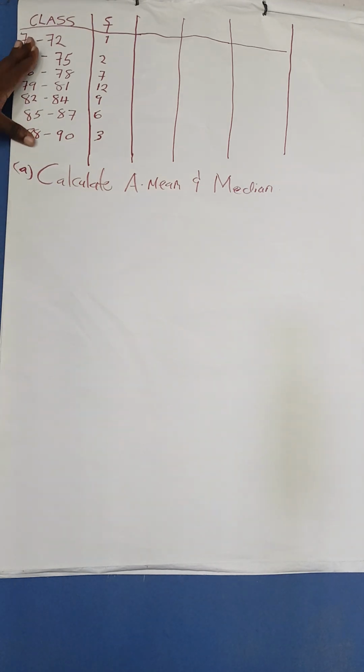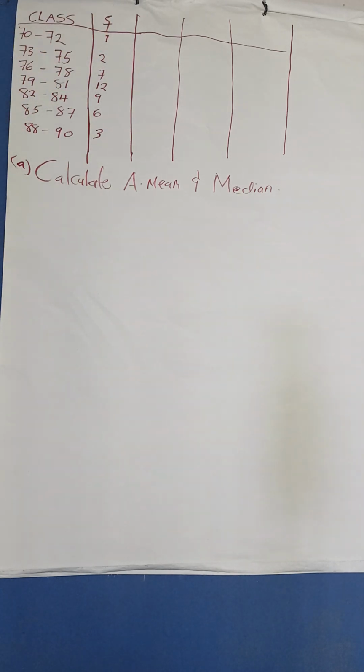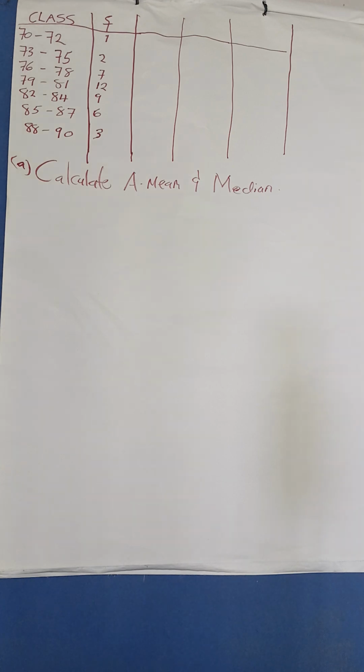For the learners, you will get a question where you have been given a class and frequency. F stands for frequency, and the class is what we group our data in. They may ask you to calculate the mean, median, mode, standard deviation, coefficient of skewness, or coefficient of variation. But for today's video, we center our discussion on mean and median. If you get such a question, the first thing you have to do is fill the table.